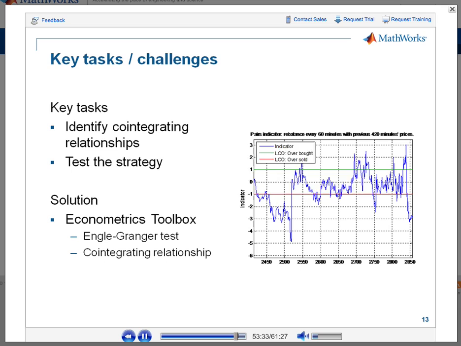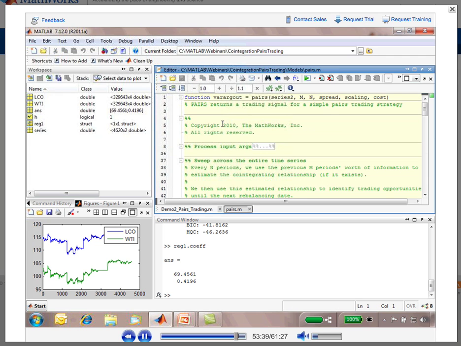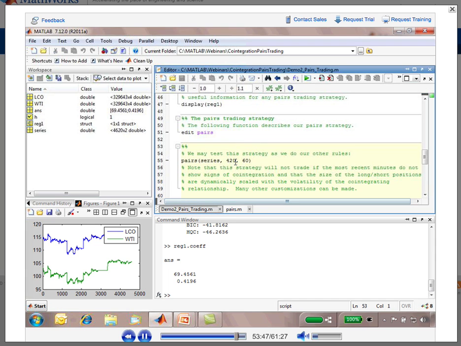So let's go ahead and go back to MATLAB. I'll open the pairs trading script, which essentially describes the strategy that we're going to work through. You can see that pairs takes in the series and two input parameters, N and M. What we're going to do is pass in the window. The first parameter is the number of time points that we're going to trade against.